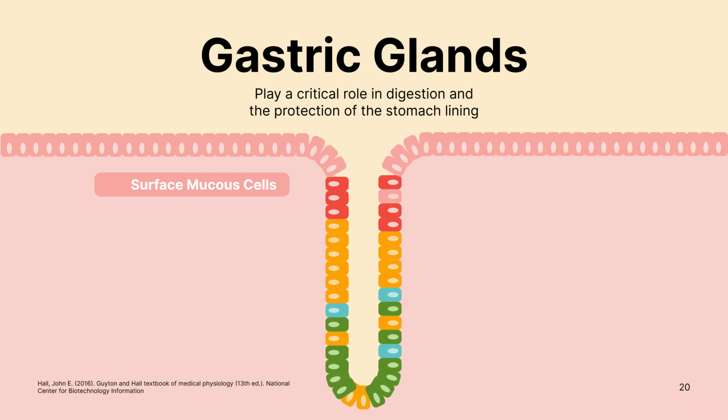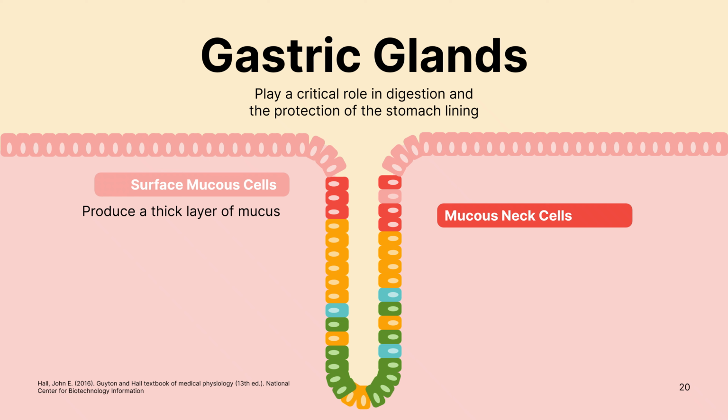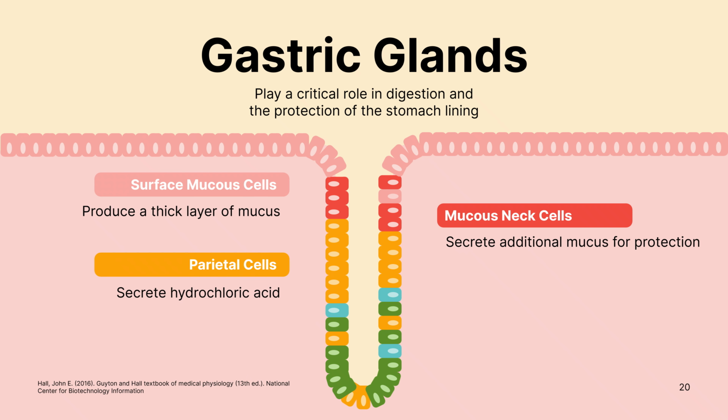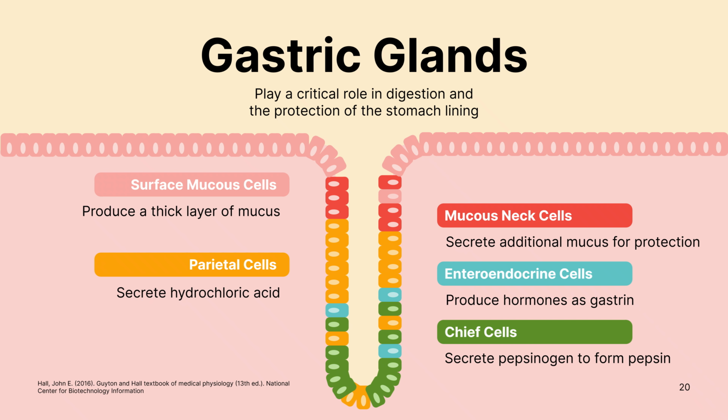Surface mucus cells produce a thick layer of mucus that acts as a protective barrier. Mucous neck cells, found deeper in the gastric pits, secrete additional mucus that enhances this protective layer. Parietal cells are responsible for secreting hydrochloric acid, which creates the acidic environment necessary for activating digestive enzymes and facilitating the breakdown of food. Enteroendocrine cells secrete hormones, such as gastrin. Chief cells secrete pepsinogen, an inactive enzyme precursor, which is activated in the acidic environment to form pepsin. Together, these cells ensure effective digestion while protecting the stomach lining from self-digestion and damage.